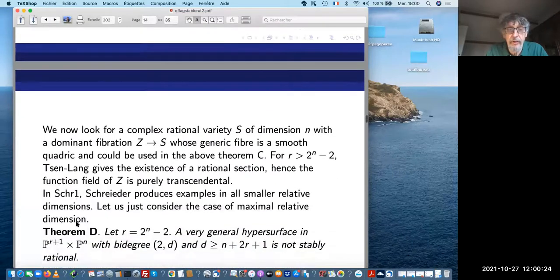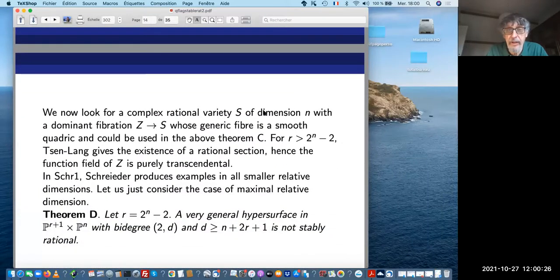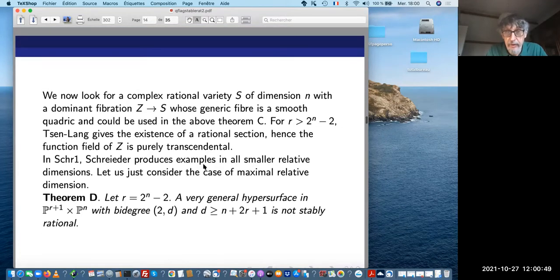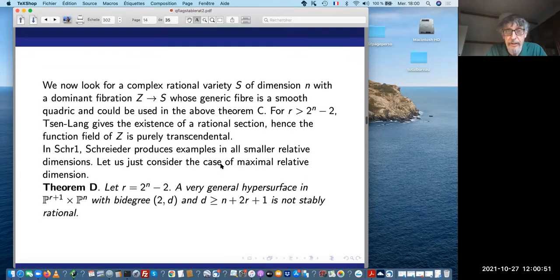Okay, so now we look for a complex rational variety S of dimension N and a dominant fibration Z to S, proper, whose generic fiber is a smooth quadric and could be used in the above theorem C. Okay, as I said, for r bigger than 2^n minus 2, there is no way, because Tsen's theorem gives you a section and then the total space is rational, since it is rational over something rational. So in his first paper, Schreieder produced an example in all smaller relative dimensions.